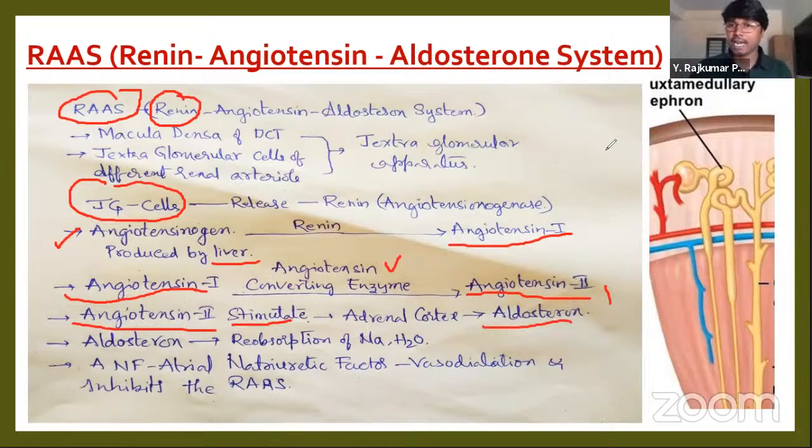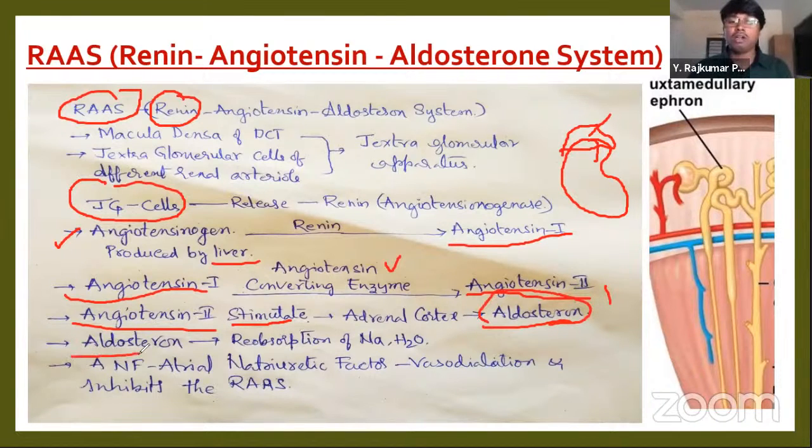Where is this adrenal gland located? Whenever we were learning about the excretory system, I showed you the image of the kidneys, and above the kidneys there is a cap-like structure called the adrenal gland. The adrenal gland has two parts. The outer part is called the cortex and the inner part is called the medulla. So this cortex part of the adrenal gland produces the hormone aldosterone by the stimulation of angiotensin 2.